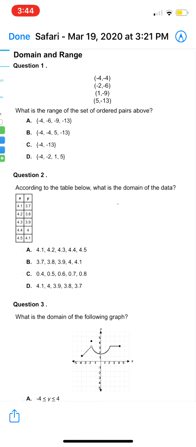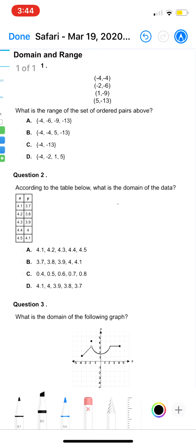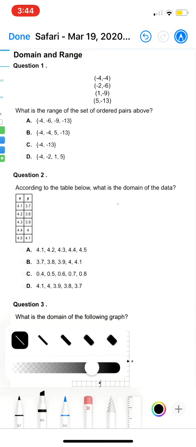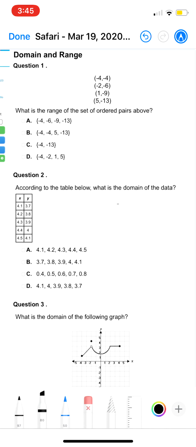So right now, what you're looking at are questions that I took right from a worksheet from Study Island. So when you go and do the Study Island, refer to this. You should be set with all the different types of questions.